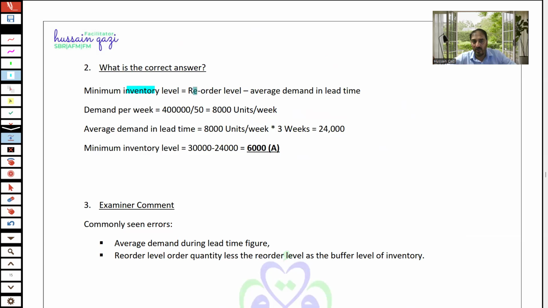First recall the formula, the concept. Demand per week, that's 8,000. Average demand 8,000 times 3, that's very simple, 24,000. Minimum inventory, that's reorder level, minus 24,000, that's 6,000.